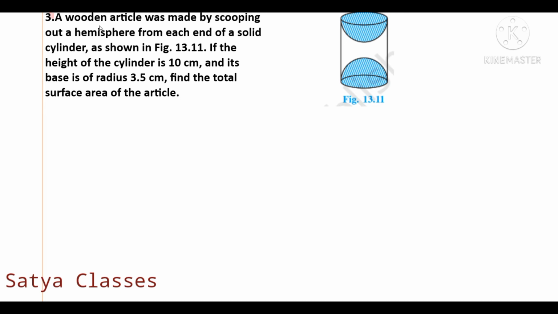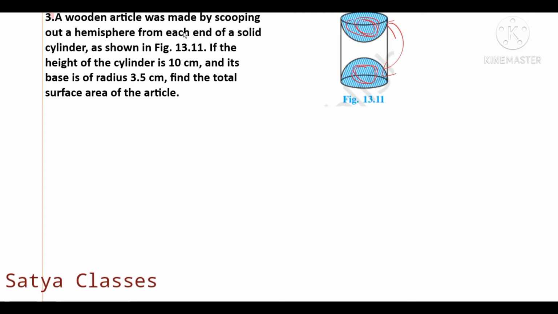Now the next question is, we have a wooden article and this article is made by scooping out a hemisphere. You can see the figure here. This is the scooping part. Then by scooping, we are left with two hemispheres at the end.